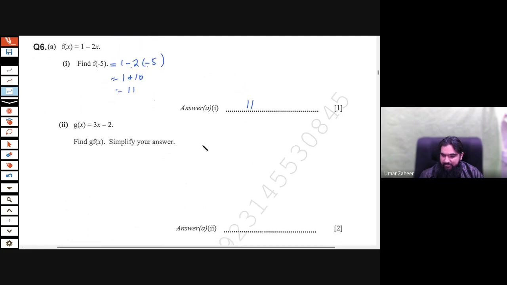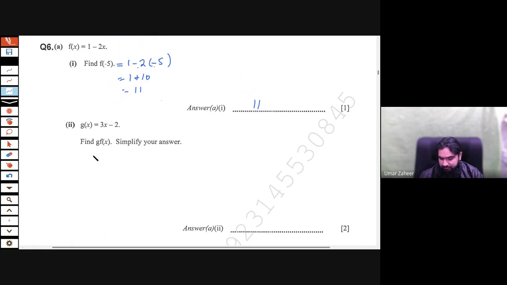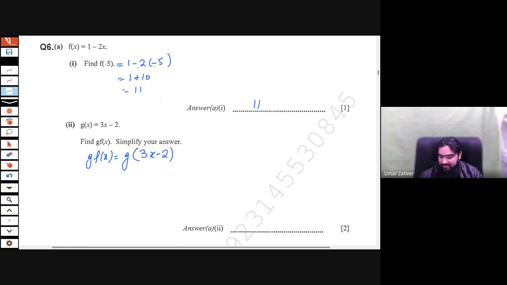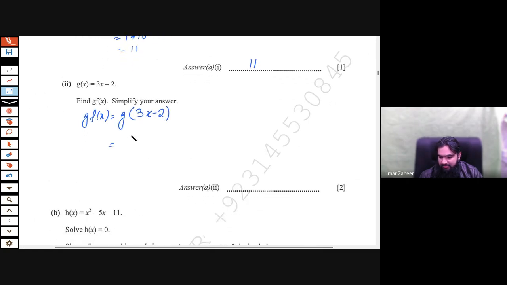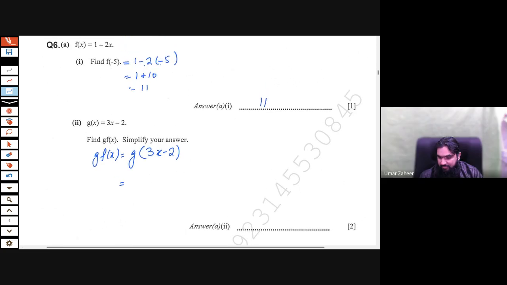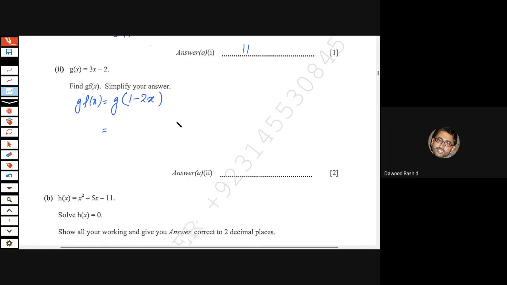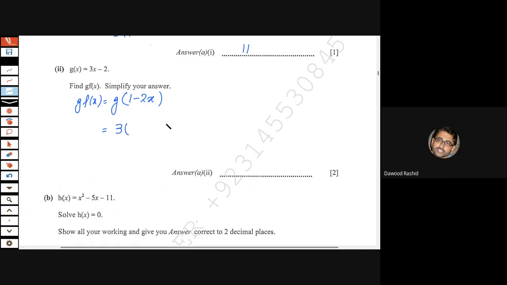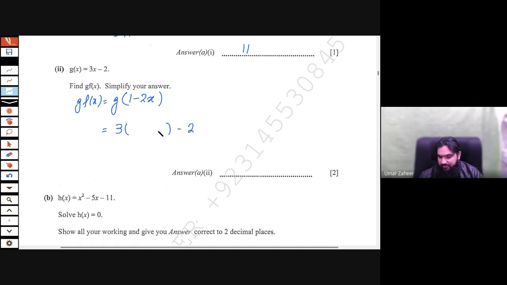Yes, Mustafa. Tell me what I had to write here. Here's g of f(x). So we'll write 3x minus 2. Now the g function is applying. Oh, sorry, we have to substitute f(x). f(x) is 1 minus 2x. Yes, and now we will write the function of g, which is 3x minus 2. In the place of x, what I had to write? 1 minus 2x. 3 times 1 is 3, 3 times 2x is 6x, so 3 minus 6x minus 2, that is 1 minus 6x.